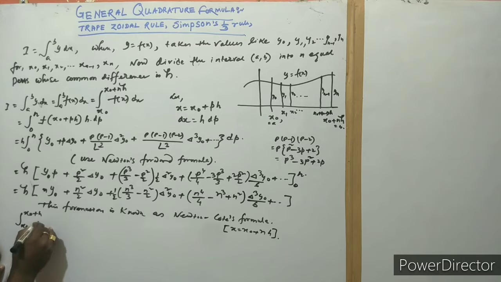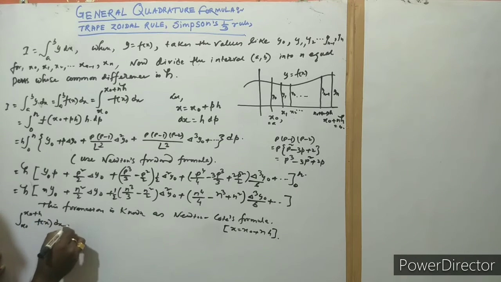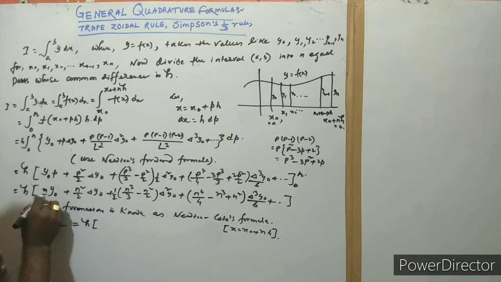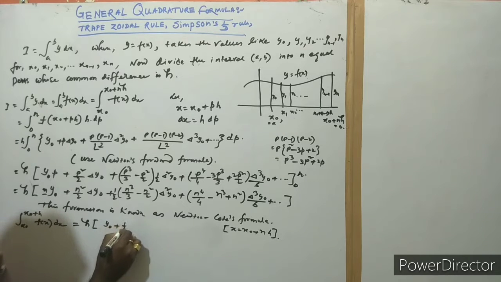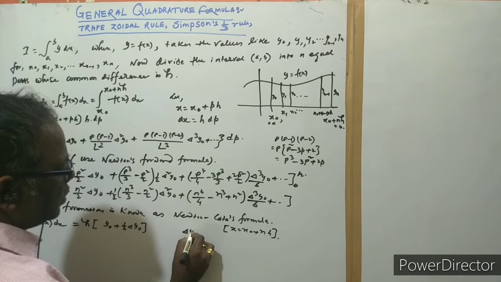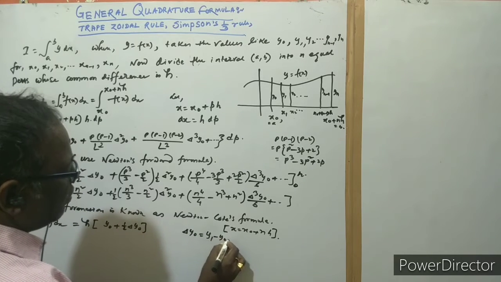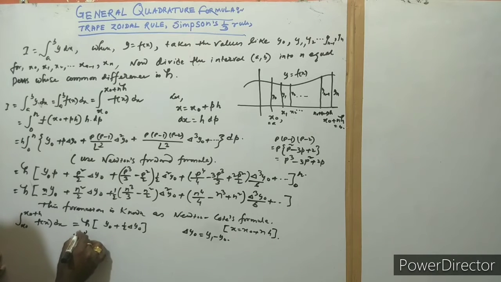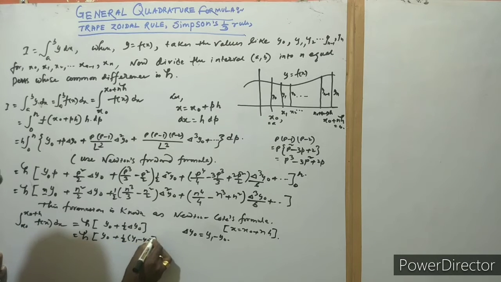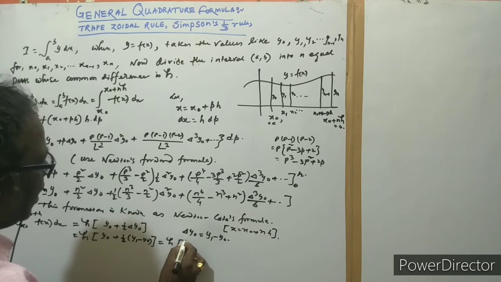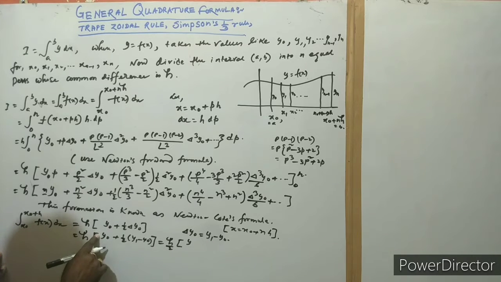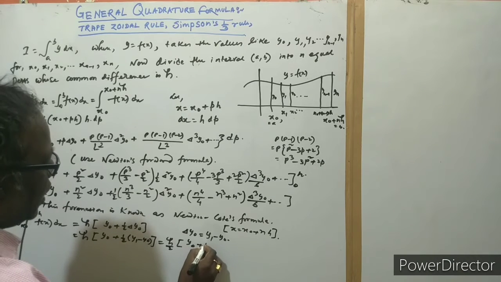So this is the integral of f of x dx, and that is equal to h, and in place of n we put y naught plus half del y naught. You know the formula of del y naught, the first difference, that is y1 minus y naught. This is h, y naught plus half, y1 minus y naught. We get h into, if we take the LCM, 1 by 2, twice y naught plus y1 minus y naught, so we get y naught plus y1.